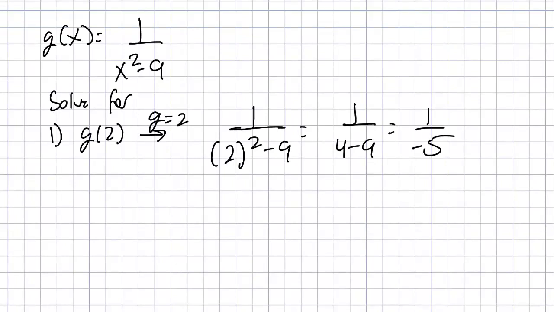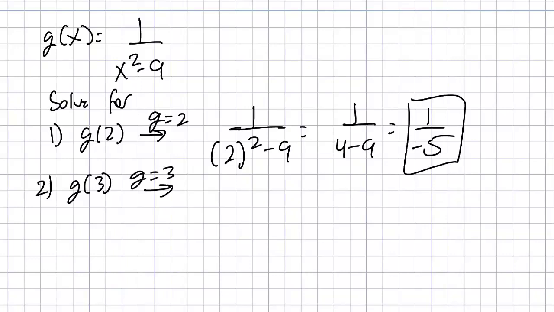It's -5. I put +5 in the notes, so I gotta make sure I fix that. So 1 over -5. I think I messed up, I didn't put the negative. And then just another one: g of 3, when x is equal to 3.